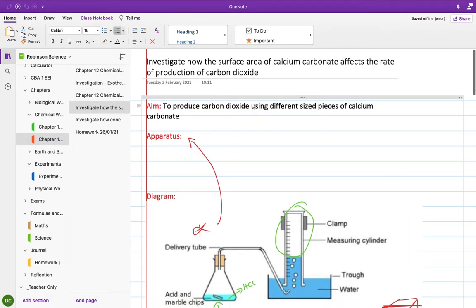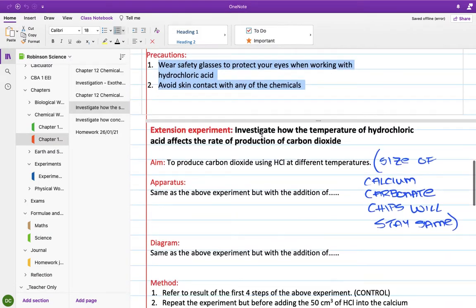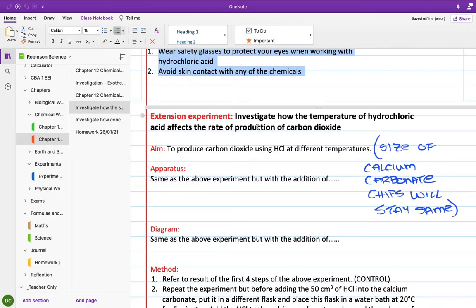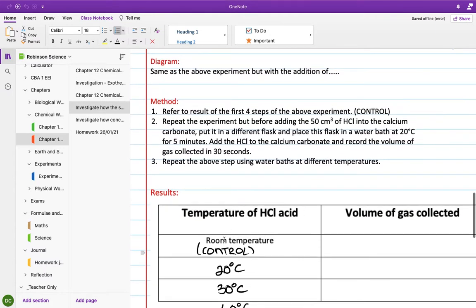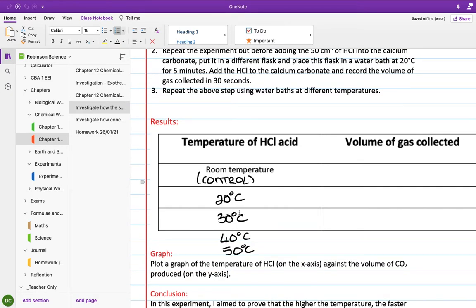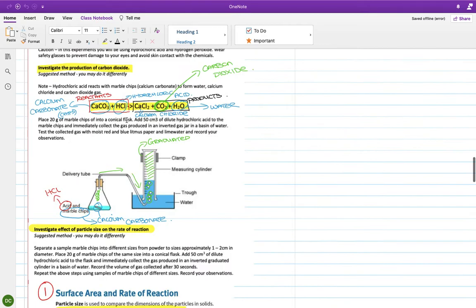So this was surface area. This was the first one. And then down here, I called it an extension experiment because we were using the same experiment. We were using the production of carbon dioxide. But this time, instead of breaking up the calcium carbonate, we're going to leave the calcium carbonate alone, and we were going to change the temperature of the hydrochloric acid and see what effect that had. So you had your 30-second time frame and how much gas can you collect in 30 seconds. Okay, so that was essentially what we've done so far.